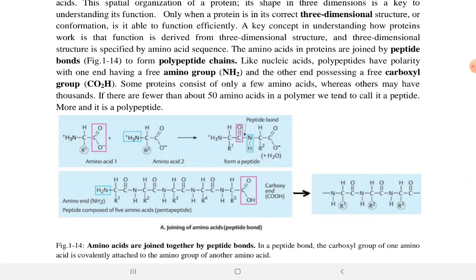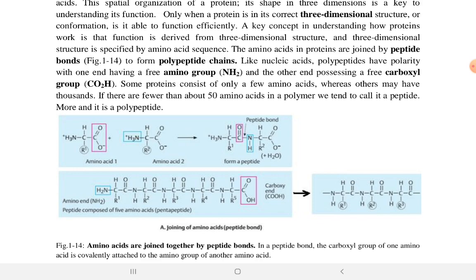Then we have to join with the amino group, and the hydrogen from the amino group tends to move to the left. There is a bond between nitrogen and carbon, nitrogen from the amino group and carbon from the carboxyl group, and they form what you call a peptide bond. That molecule tends to be what you call a peptide.